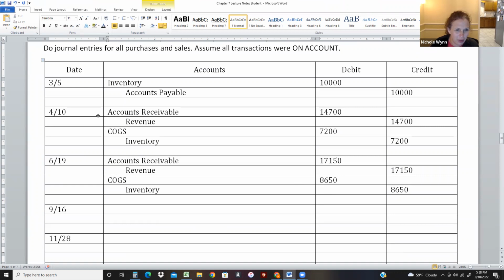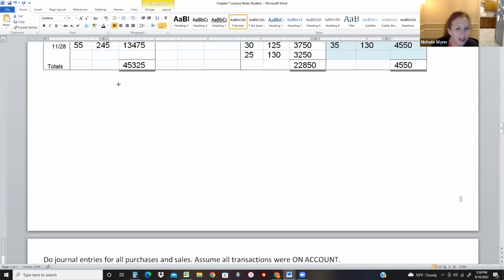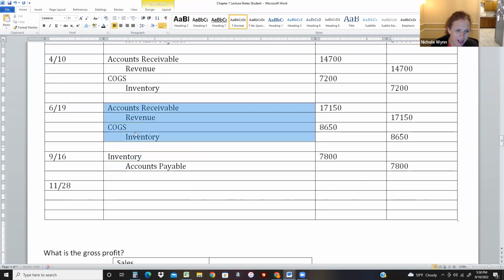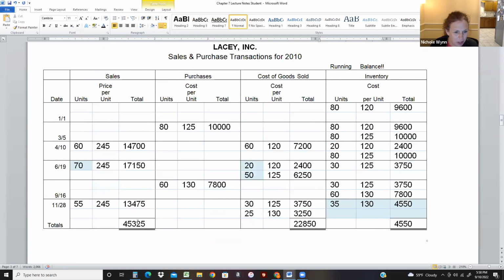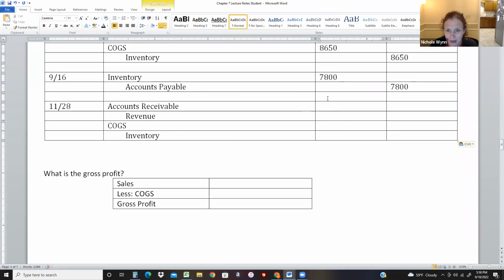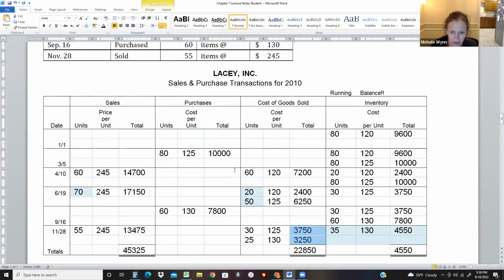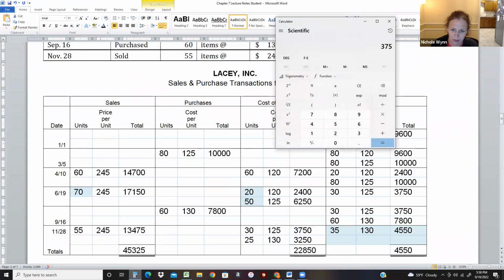All right. June 19th, we're going to buy some inventory. When we bought inventory on June 19th, it was 7,800. And then on November 28th, we're going to sell inventory. Every time you sell inventory, you'll have the money coming in eventually and the inventory going out. So it was 13,475. And the cost of the good that was sold is these two numbers added together, 3,750 and 3,250. 7,000.